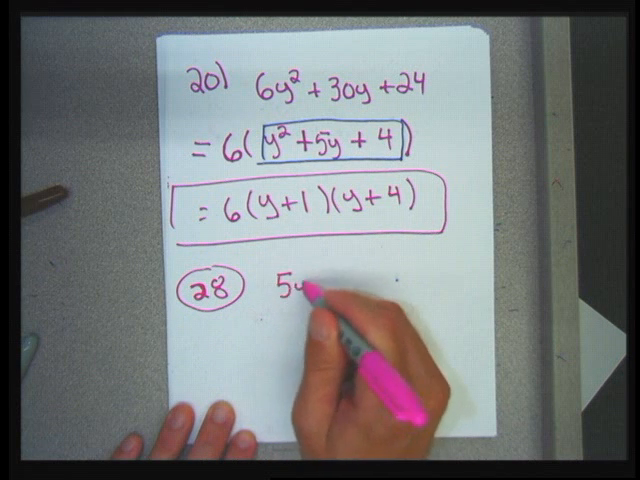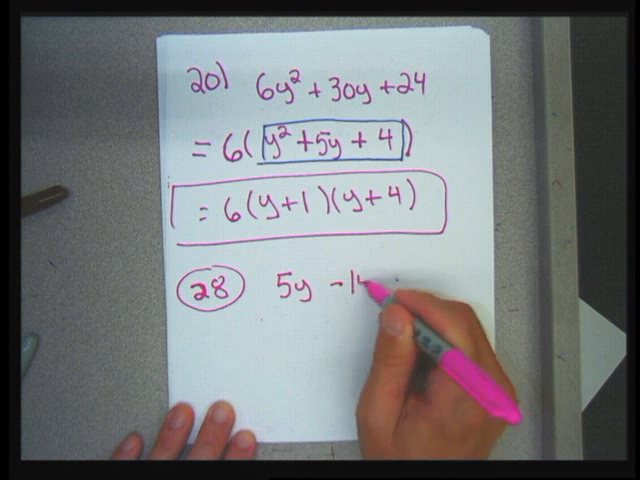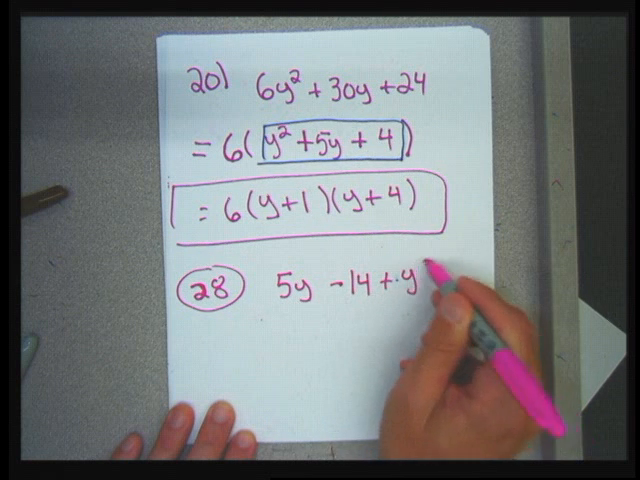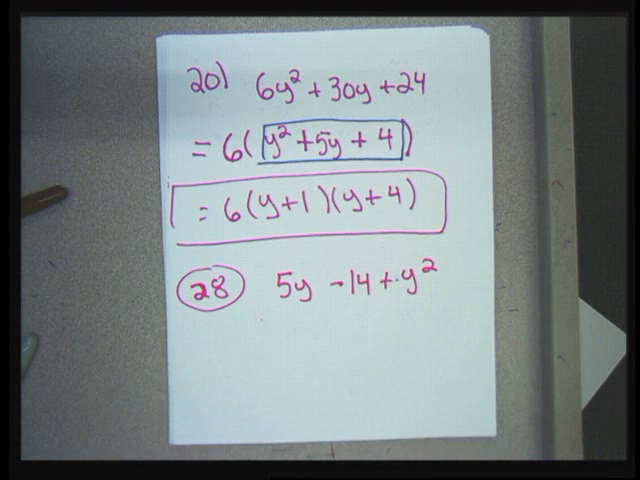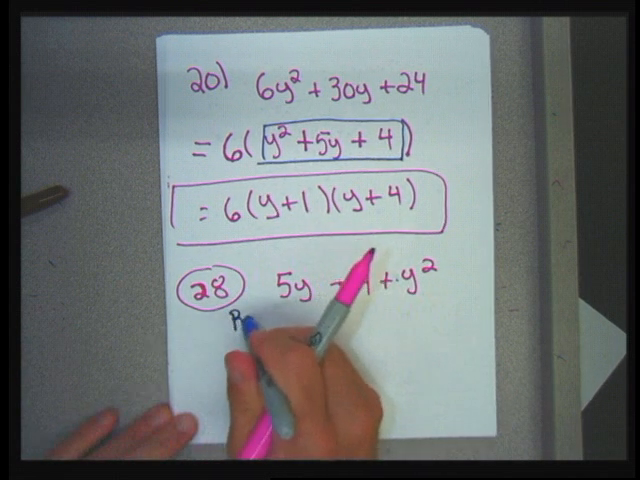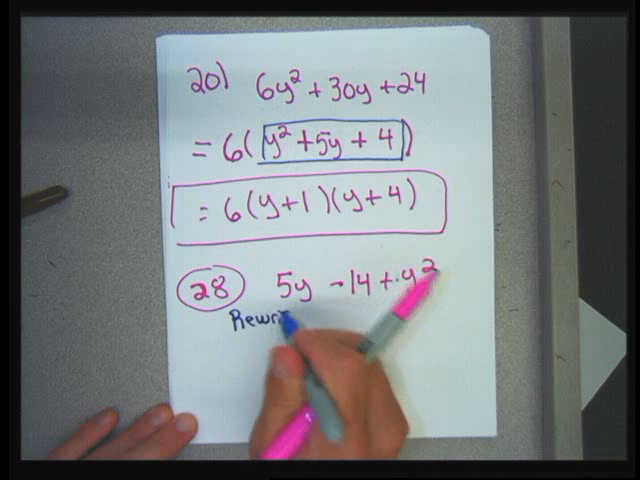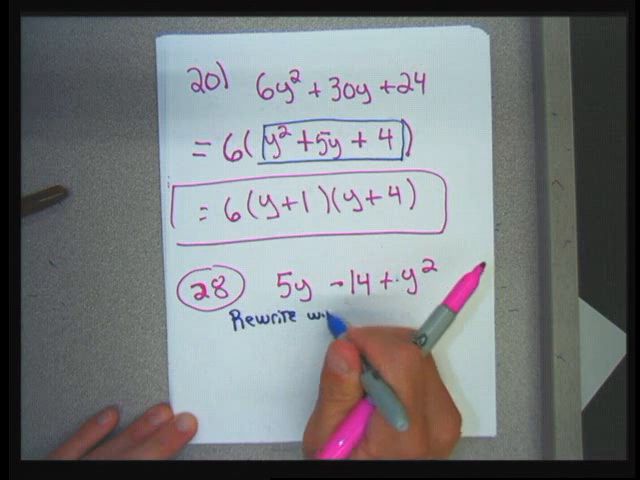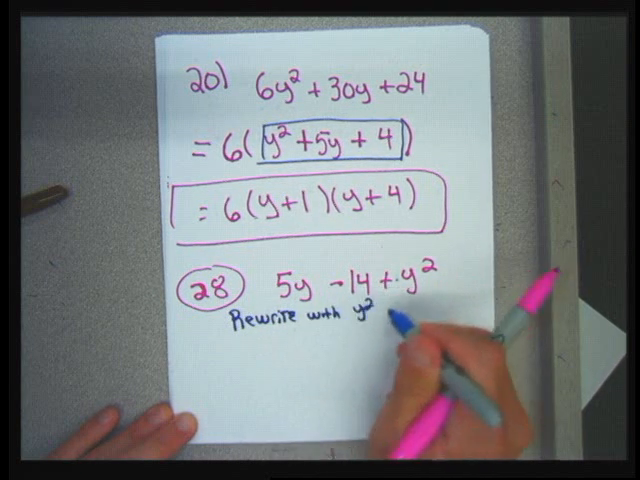Problem 28 is an odd problem. It probably doesn't really belong in this section, but I didn't know where to put it. This problem, there isn't a common factor. There isn't a negative written first. This problem is similar to problem 30. It's similar to 27 and 29. In order to factor, I have to have the square term written first. So I'm going to rewrite this problem with the y squared first.